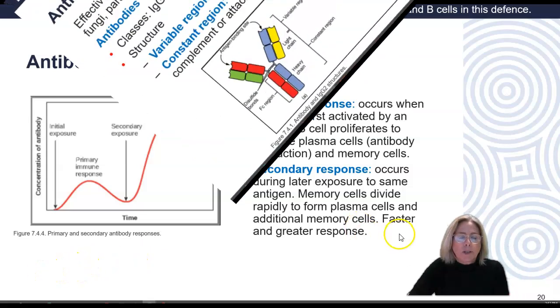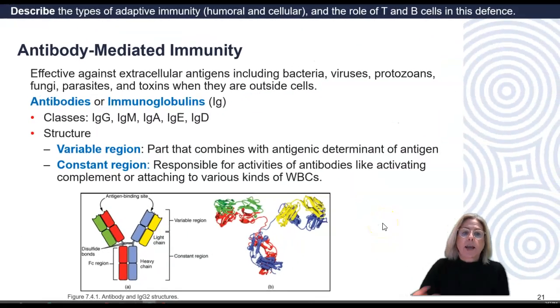So antibody-mediated immunity is effective against extracellular antigens, so those outside of cells. And this includes bacteria and viruses and other types of microorganisms, and also toxins. Antibodies are also known as immunoglobulins, and they're abbreviated to Ig. And there are 5 classes of them: IgG, IgM, IgA, IgE, not to be confused with the supermarket, and IgD.